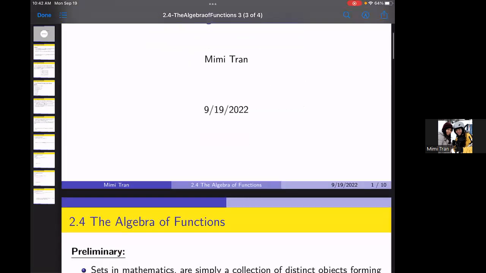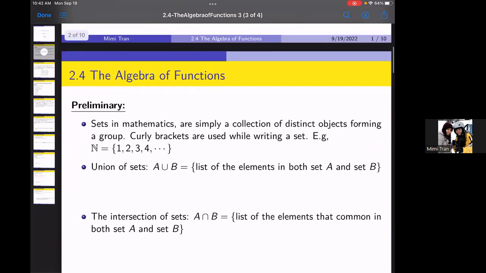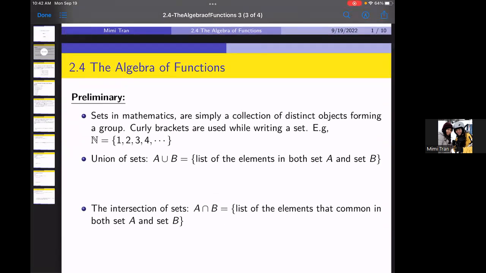Now today we're gonna talk about properties of functions. But before we go to functions, I wanna review something. It's not gonna be on the exam, this first slide right here, but you gotta understand what that means.